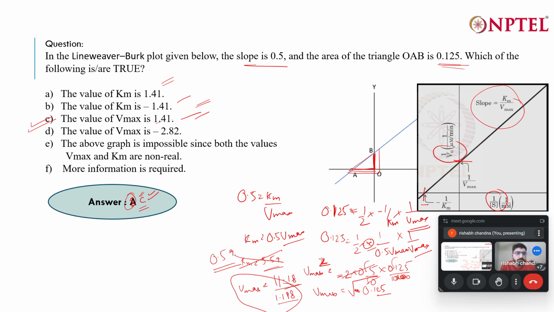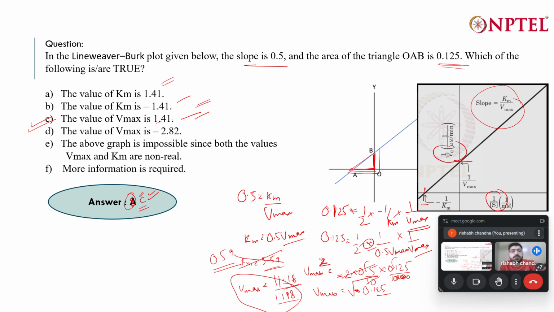You can ask. While calculating Vmax, I think it should be 1 upon 0.5 into 2 into 0.125, which you said. You only multiplied the three numbers, but it should be 1 by 0.5 into 2 into 0.125 in order to calculate the Vmax.